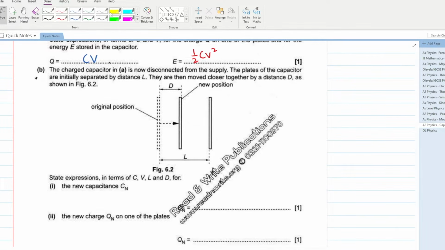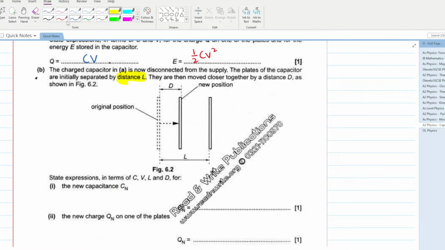The charged capacitor in A is now disconnected from the supply. The plates of the capacitor are separated by a distance L. Okay, now the distance of separation is L. They are then moved closer by a distance D, as shown in figure 6.2. State the expression in terms of C, L and D for the new capacitance C new.